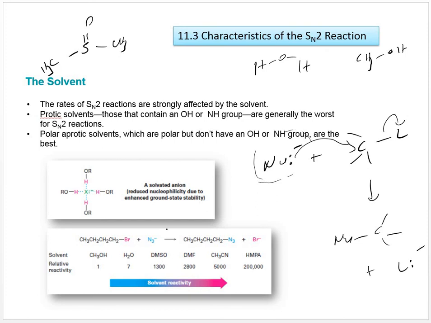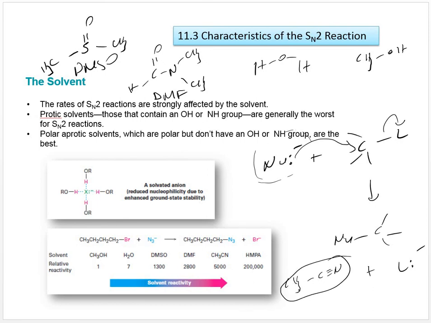Or dimethyl formamide. This is an amide with 2 methyl groups. So this is DMF, dimethyl formamide. This is DMSO, dimethyl sulfoxide, or CH3CN. Generally people know it as acetonitrile, meaning that it's a nitrile, CH3 with a carbon-nitrogen triple bond. So it's a polar solvent. It's a very good solvent, but it's an aprotic polar solvent.